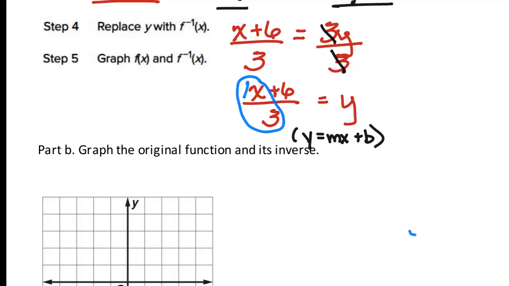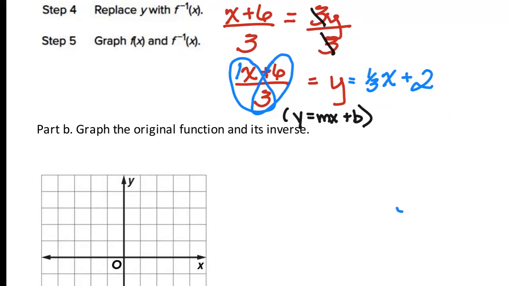If I look at this, I end up getting 1/3 times x, right? Okay. Then as I look at the second one, it's plus, and when I take 6 divided by 3, that gives me 2. So now I have it in that y equals mx plus b form.